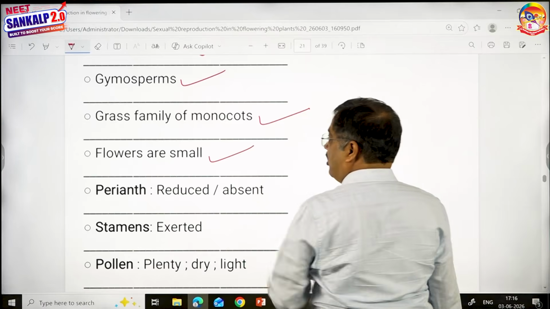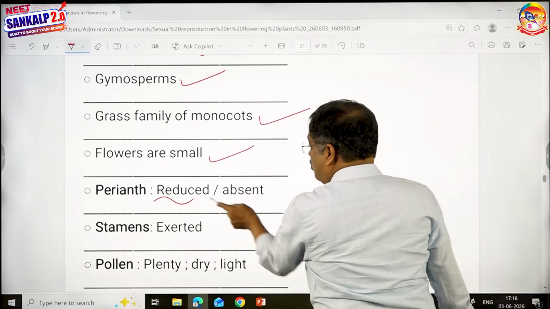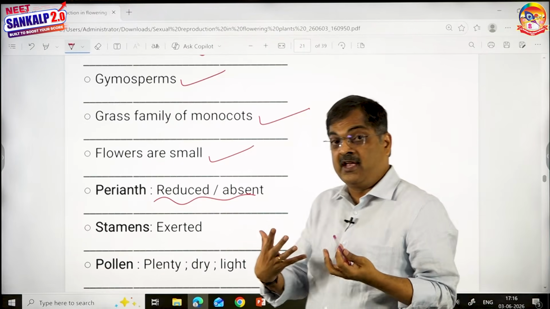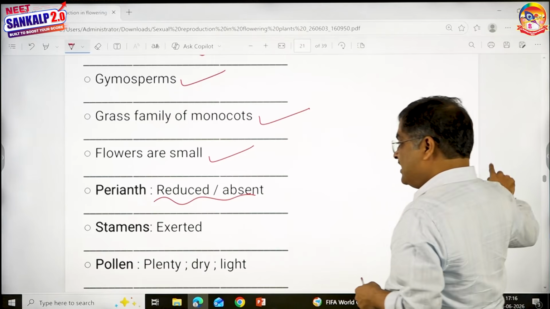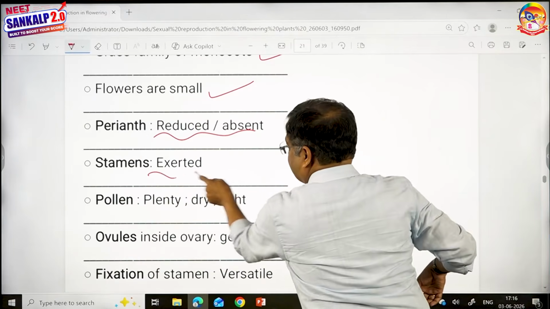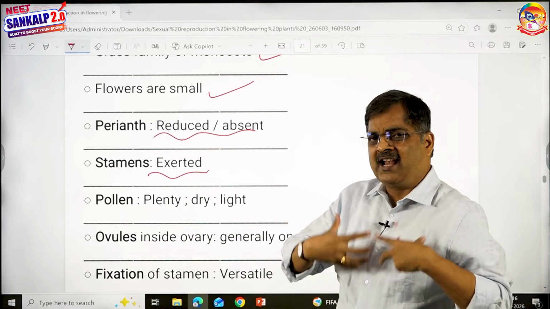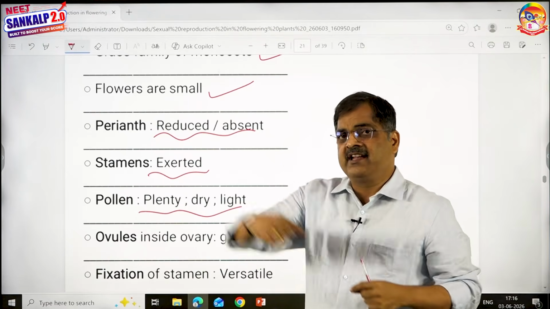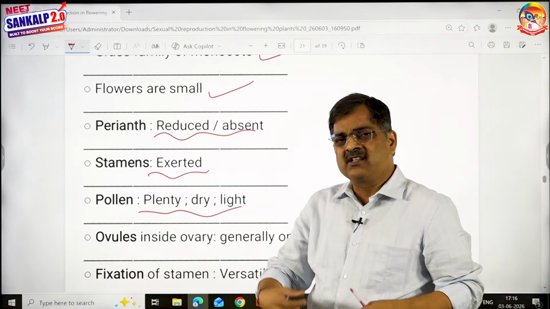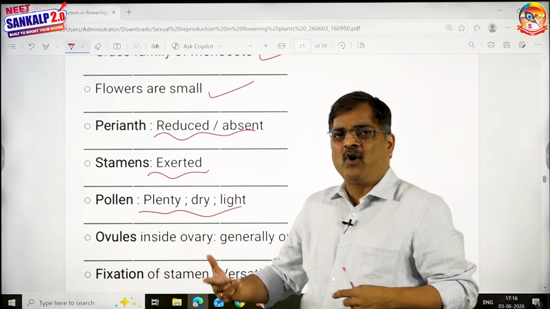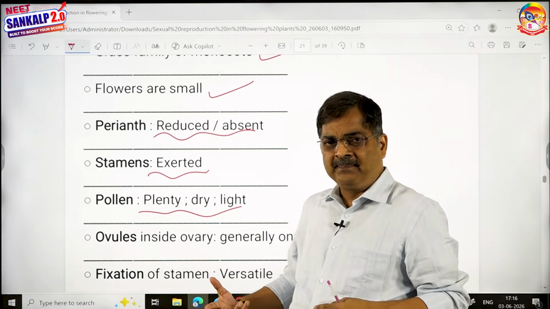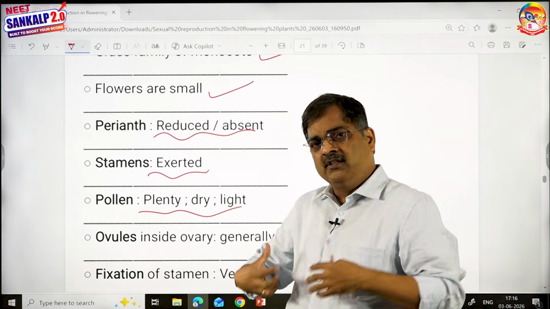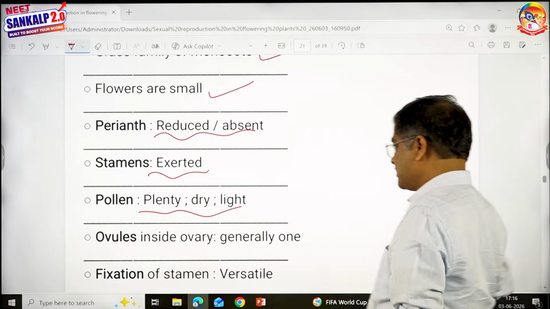Flowers are generally small. Perianth is reduced or absent. In Poaceae members, we have lodicules. Stamens just come out, exserted. Pollen is produced in large quantities, plenty, and it is dry and light such that it can be dispersed. Why in large quantities? Because the dispersal of pollen is a chance factor. So if it has to fructify, the pollen should be produced in large quantities.